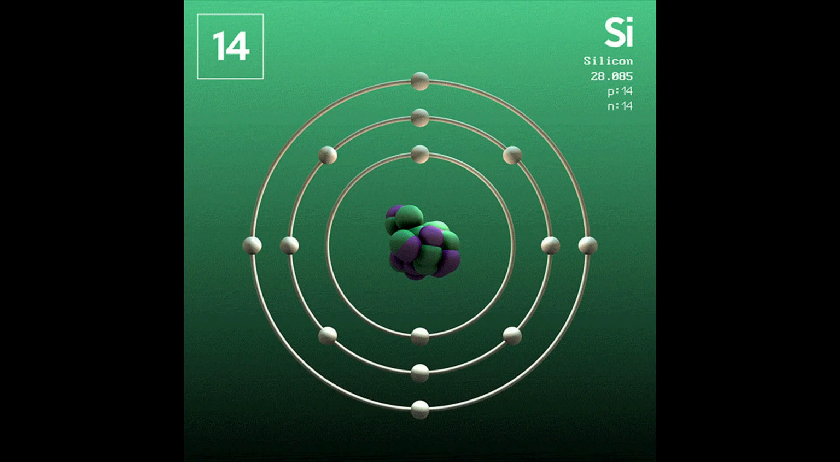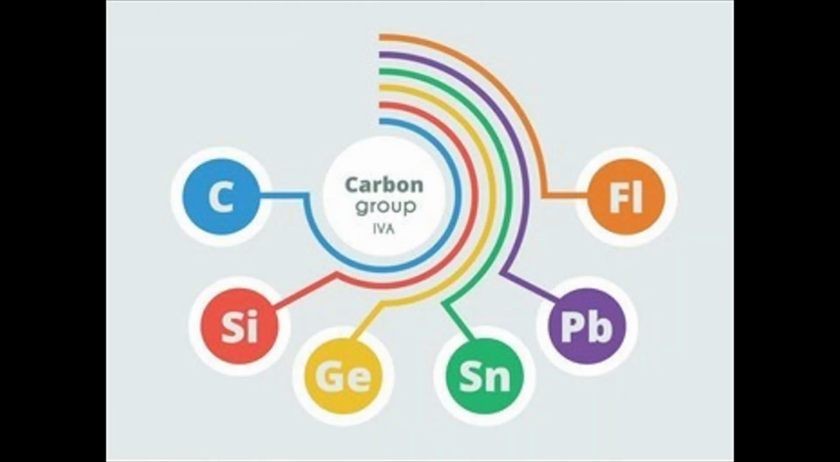Silicon is a metalloid. Its chemical symbol is Si. It is the 14th element in the periodic table. It belongs to group 14, the carbon family. Elements in group 14 are called tetrels.